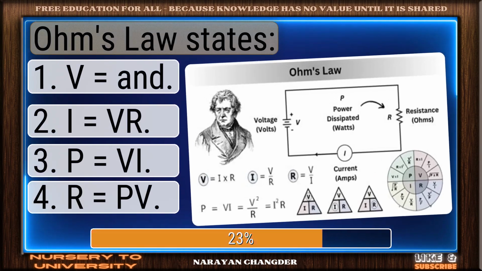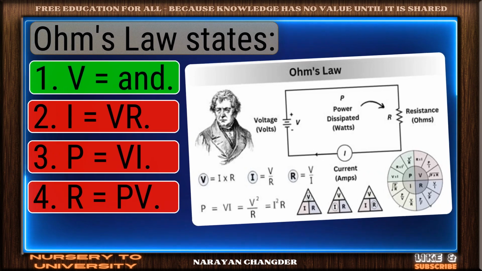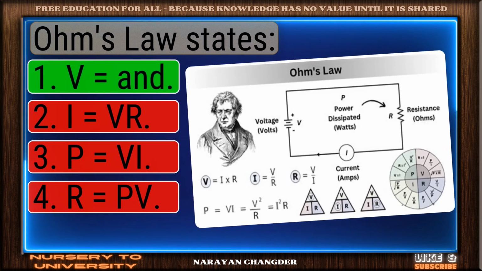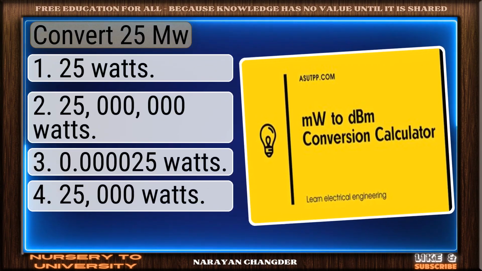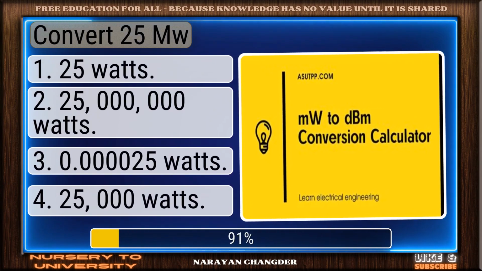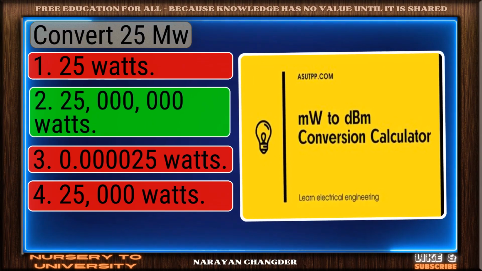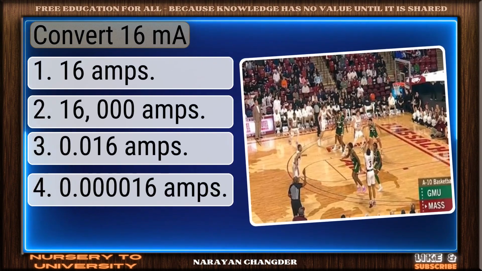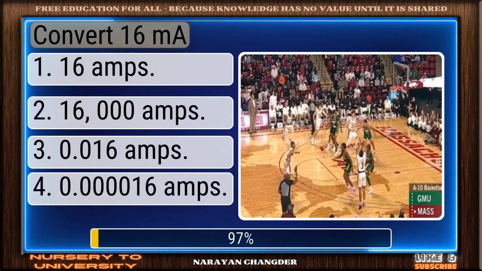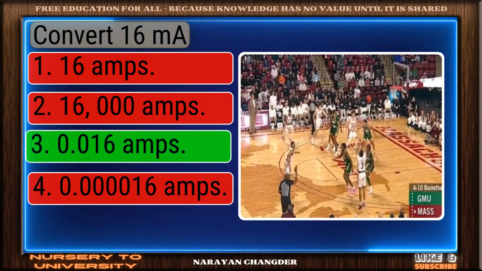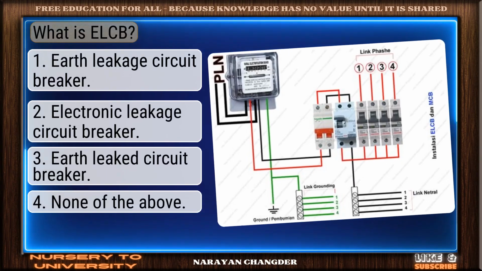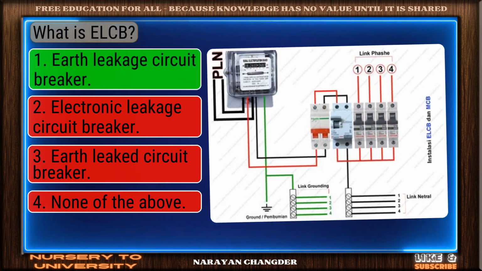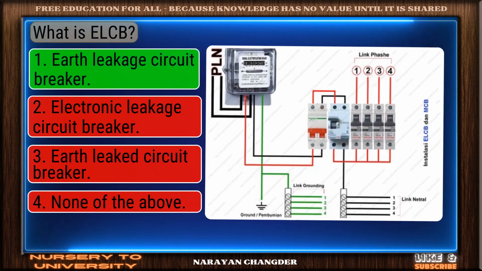Ohm's law states. Clear logic. Your choice V equal to I R is sound and 100% true. Convert 25. You're right. 25,000 watts is the correct answer. Convert 16. Smart pick. 0.016 amps is the correct choice. What is ELCB? Well reasoned. Earth leakage circuit breaker is the correct choice.